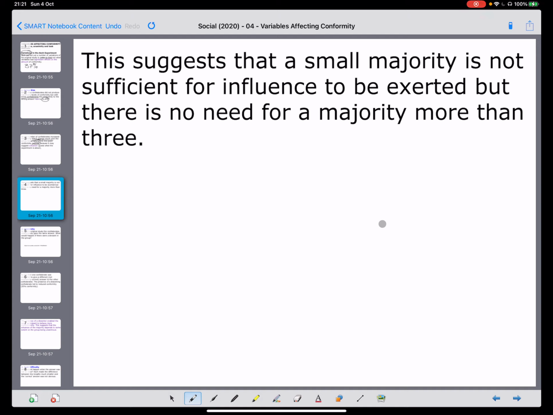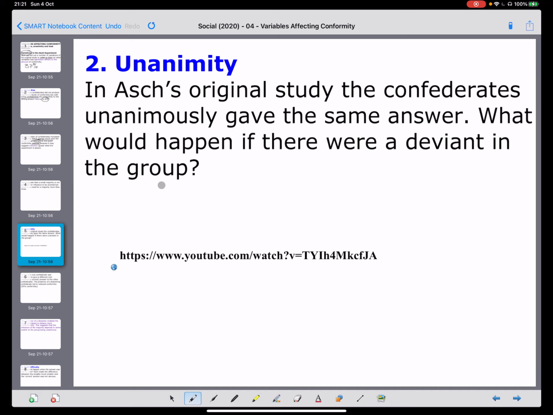So maybe what we can say about the variable of group size is that a small majority doesn't exert any significant influence on us, but of course we don't need a huge majority before we feel the effects of group size. The next variable that they looked at was unanimity.